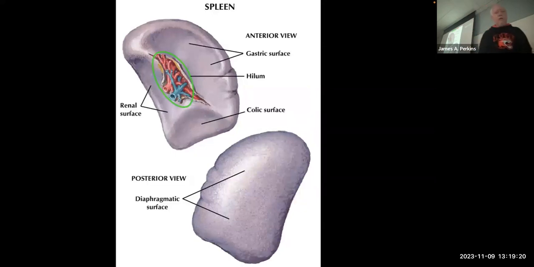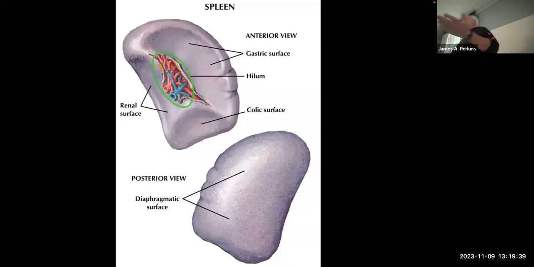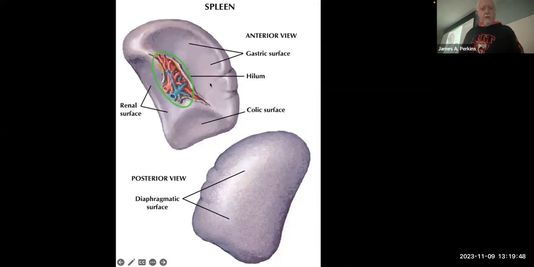So here's what the spleen looks like if you could remove it from the body. At the top is the anterior view, but another term for anterior view would be visceral view. Viscera is another word for the organs in the body. So the visceral view here is referring to the side of the spleen that's facing towards the other organs. And you can see that it actually has indentations where it comes in contact with its neighboring organs.